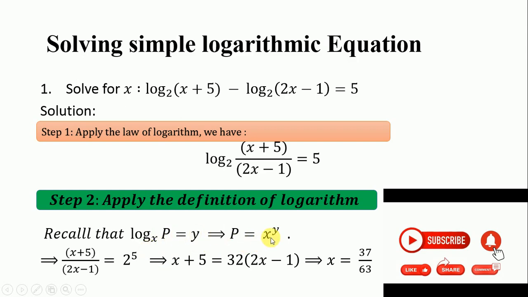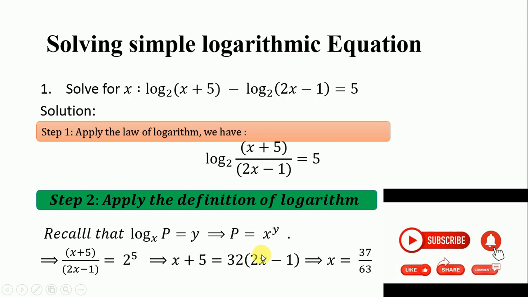So we are going to apply this definition of logarithm to the result we got from step 1. By doing so, we have x plus 5 divided by 2x minus 1 equals 2 raised to power 5. From here, you can cross multiply. 2 raised to power 5 is 32. That's why we have x plus 5 equals 32 open bracket 2x minus 1. By the time you solve this simple equation, you get x equals 37 over 63.